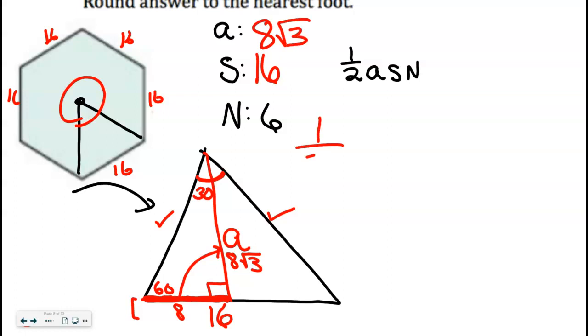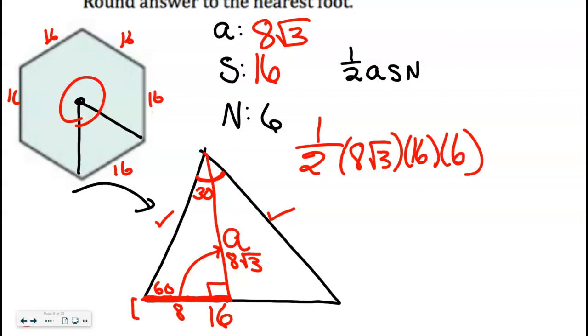And then I go plug them into my formula, 1/2 the apothem times the side length times the number of sides. And this last one I'm going to do in simplest radical form, which means I'm going to leave the root 3 in my answer and just do the rest on my calculator.